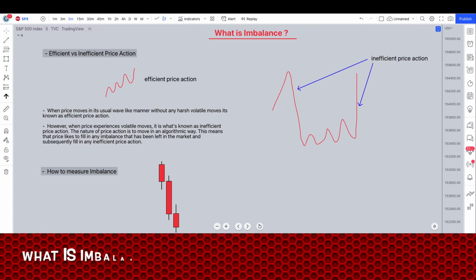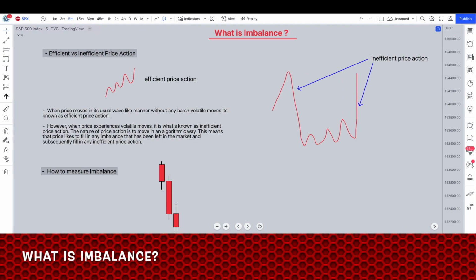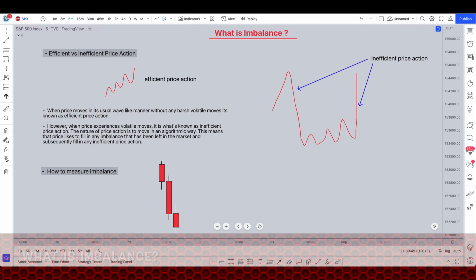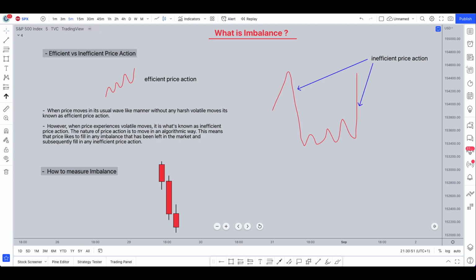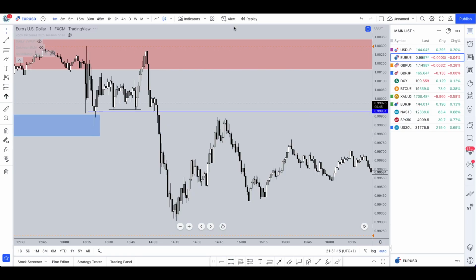So first of all, what exactly is imbalance? To really answer this question, we need to look at the nature of price action itself. Price can move in two different ways: efficient price action and inefficient price action. Let's start off with efficient price action. When price moves in its usual wave-like manner, without any harsh or volatile moves, it's known as efficient price action. And we've got a little chart example here to show you guys as well.